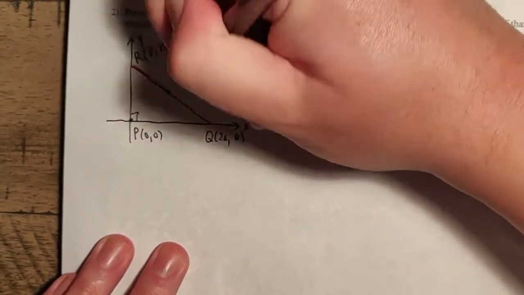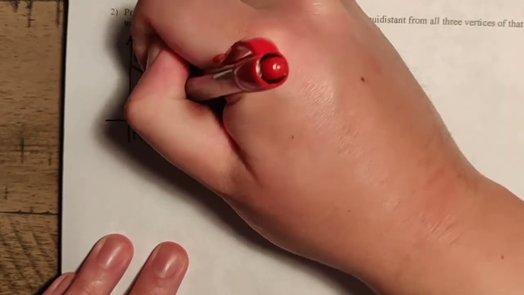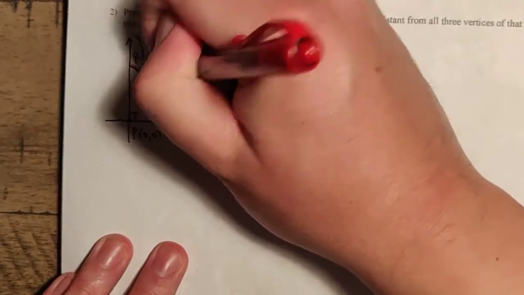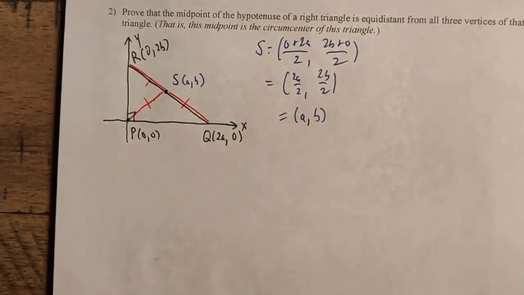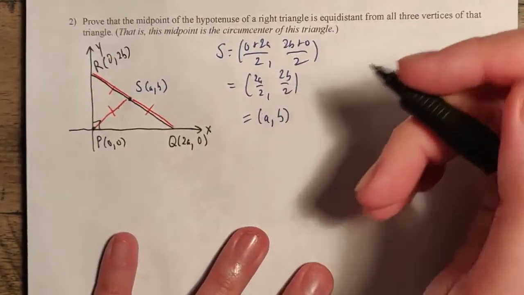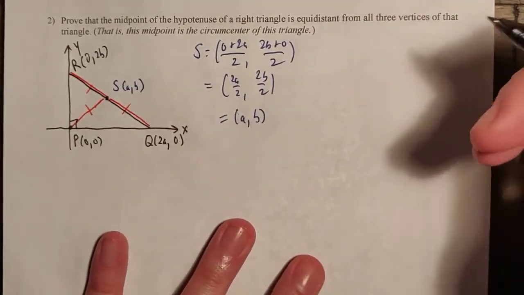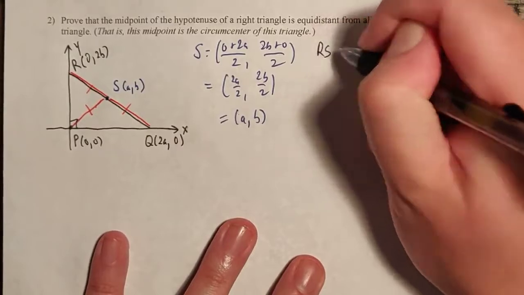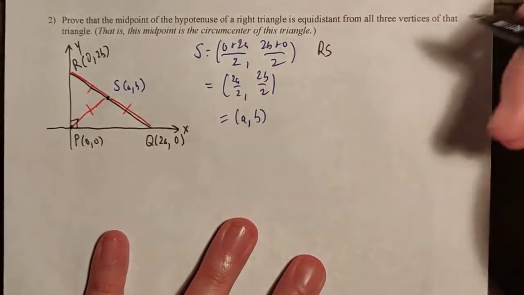So now all we want to do is show that these are all the same. Because we want to show that S is equidistant from all the vertices, as the name equidistant says, we're going to use the distance formula. So we have to calculate RS, PS, and QS, and I want to show they're all the same.